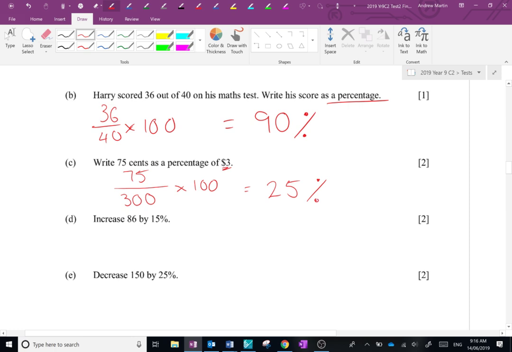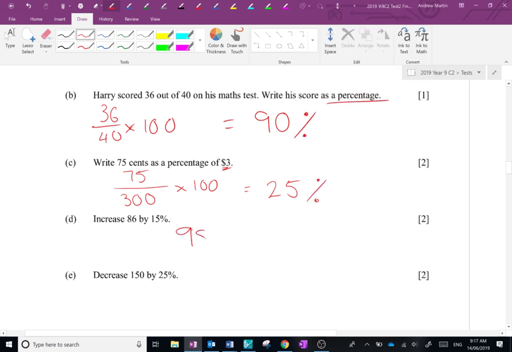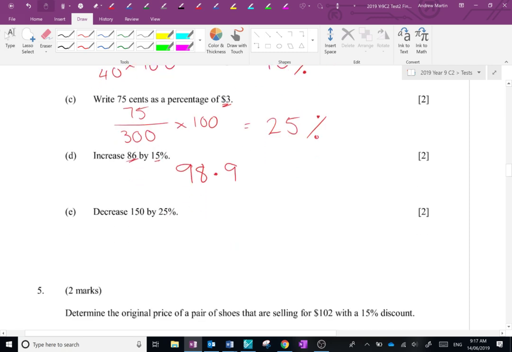Increase 86 by 15%. Okay, so we're multiplying by 115% or 1.15. So 86 multiplied by 1.15. And guys, you can bet that this sort of thing will probably come up again a fair bit in this year's exam. Okay, so 98.9. Remember, ask yourself, does that sound about right? But increasing 86 by 15%, yep, sounds good.